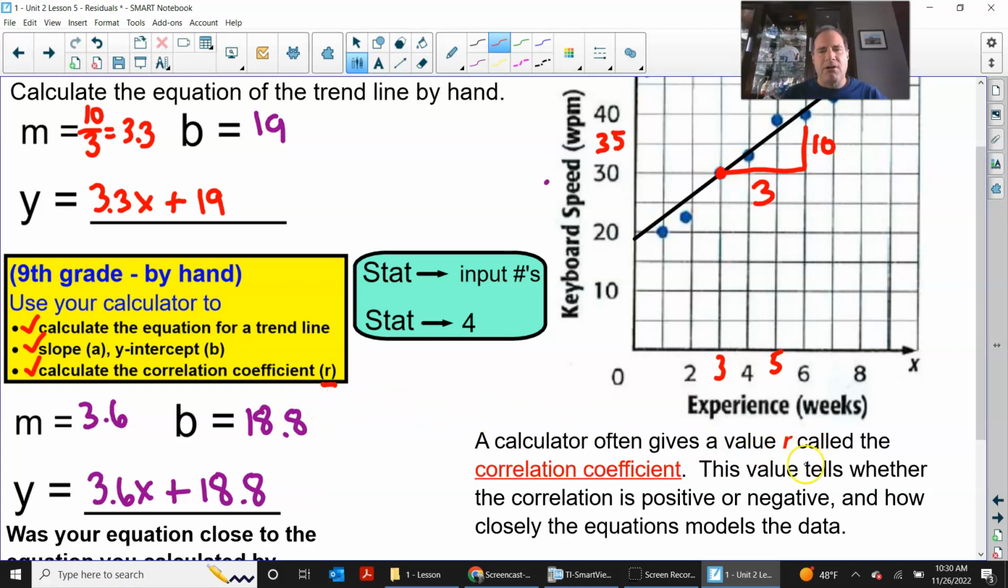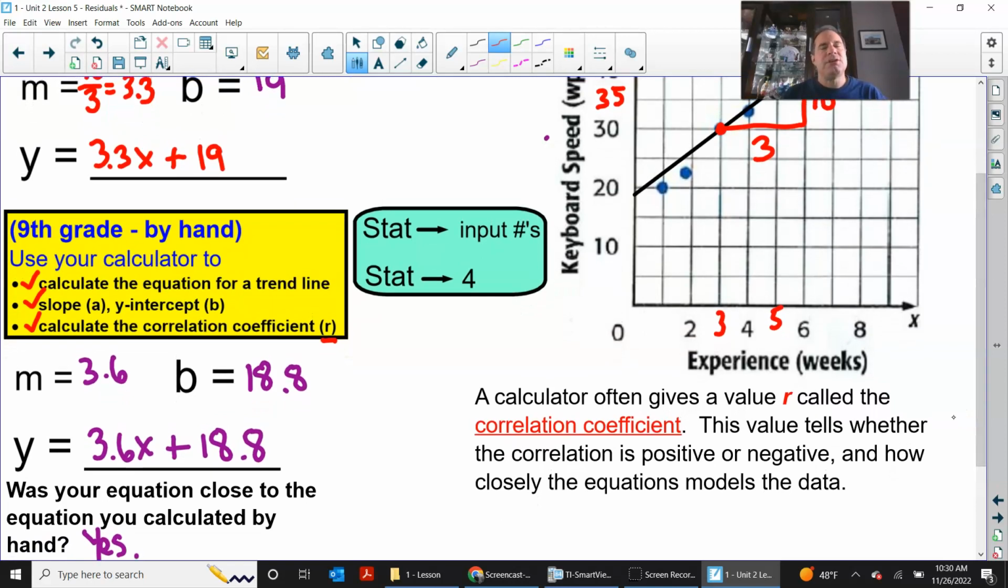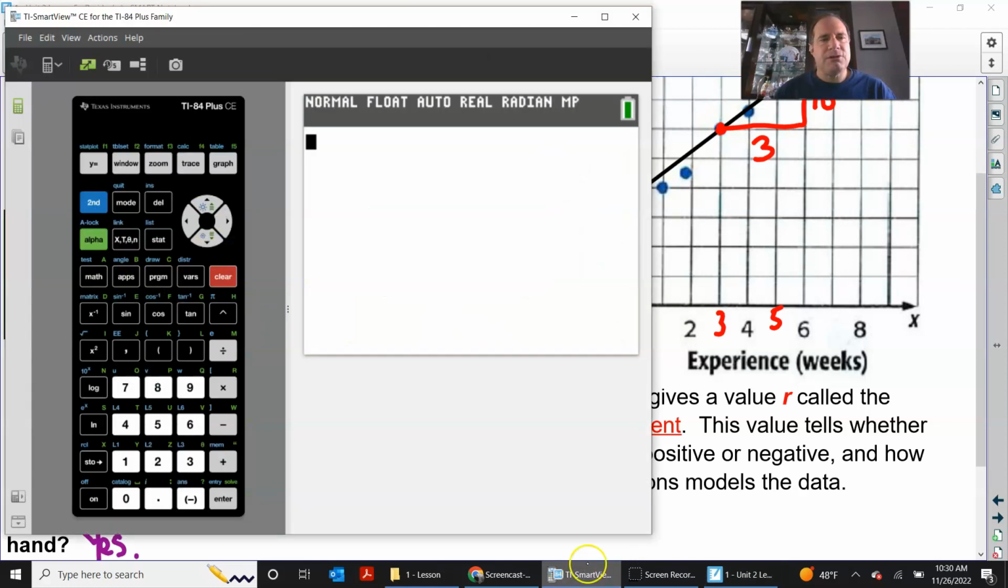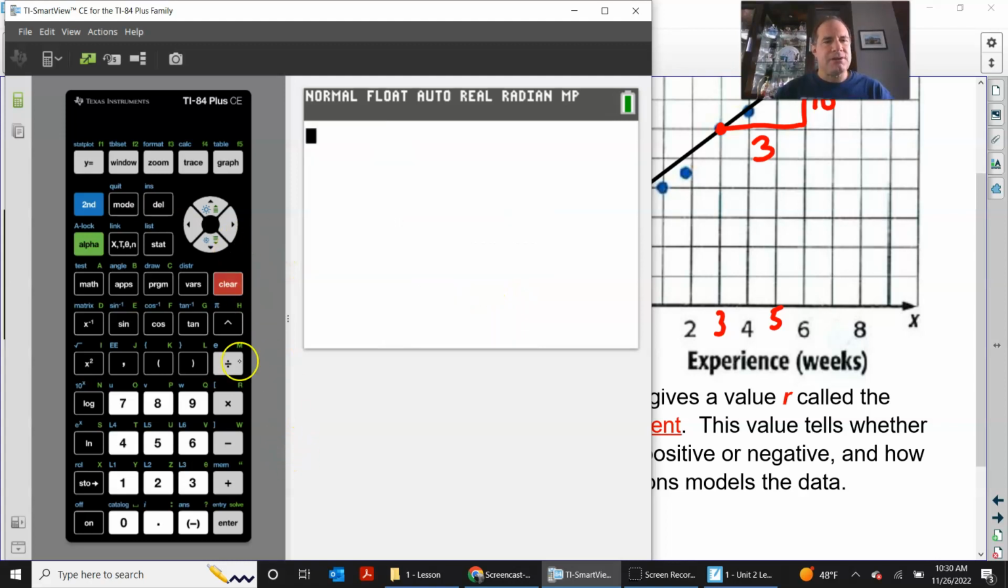So just remember the R is called the correlation coefficient, and I did mention this. The value tells whether the correlation is positive or negative and how closely the equation models this data. There's a way to get this from your calculator, and just remember you do have to turn Diagnostics on. Always remember to put Mode and then Stat Diagnostics, and turn it on. You can see it right off the bat there, and press Clear.